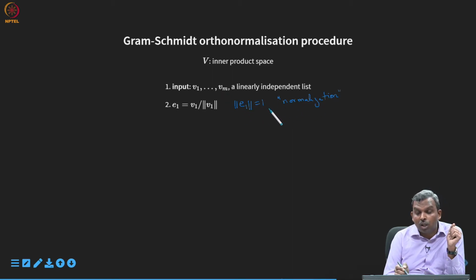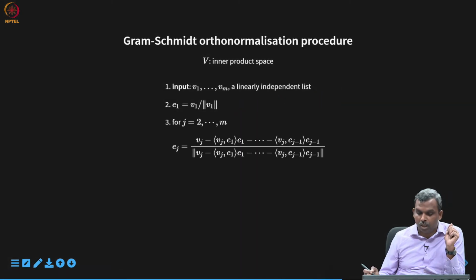But normalization alone is not enough, right? Just because you do E1, you can't say E2 is simply V2 by norm V2, because then V1 and V2 will not be orthogonal. I also want the orthogonality. I want the output from this process to be orthogonal. So for that, we will use some sort of an orthogonal decomposition idea, and this is what the process does. In general, for a particular j, this is the step.